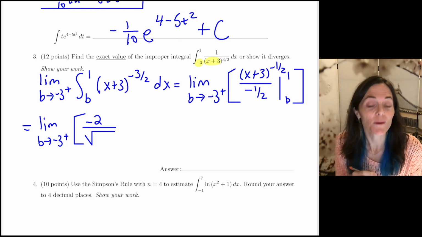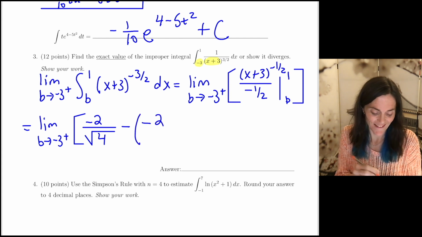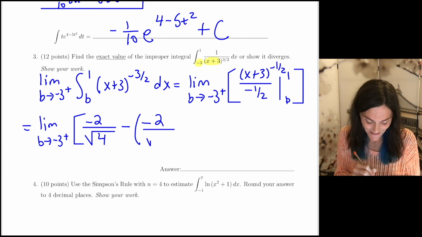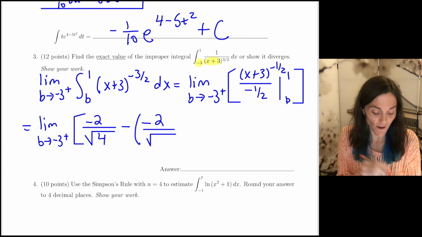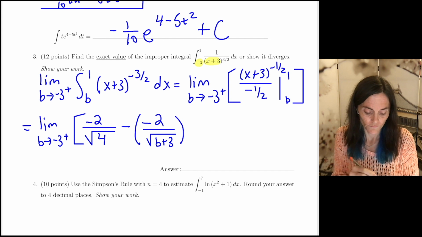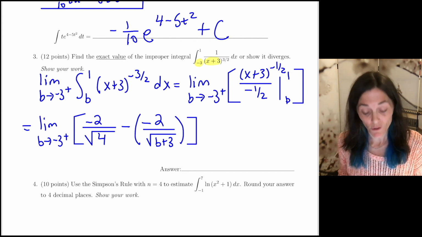I evaluate at the upper limit of integration, and I get 3 plus 1 under here, which is 4, and then subtract off, but it's negative. I could have just called it plus, but I am doing minus just to show the fundamental theorem of calculus here. And then evaluate the lower limit, b plus 3. Okay, that was my definite integral, right?